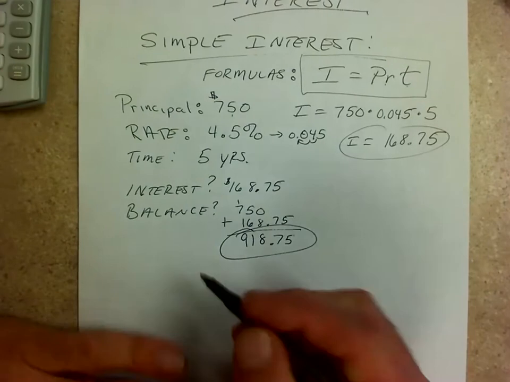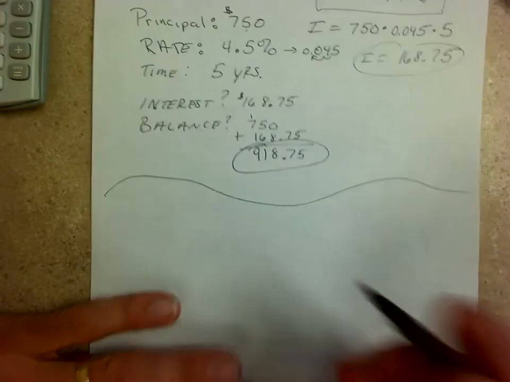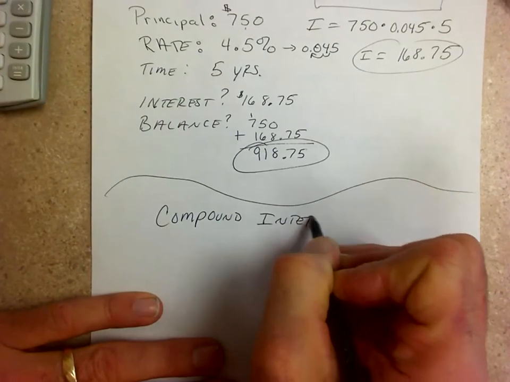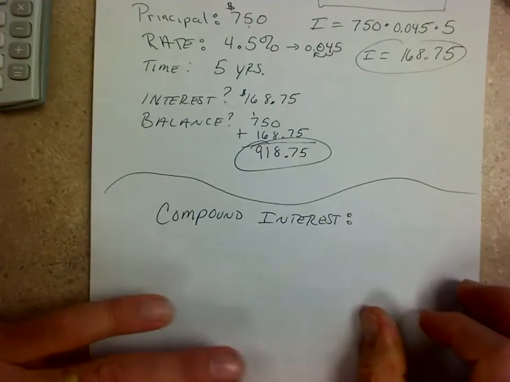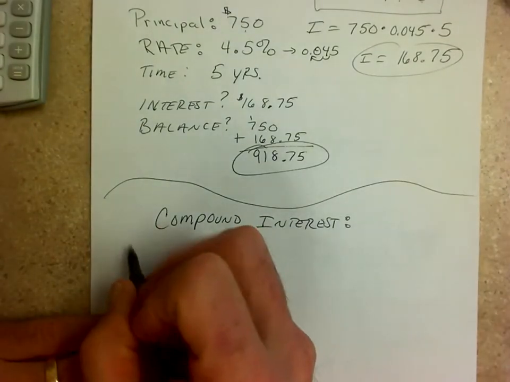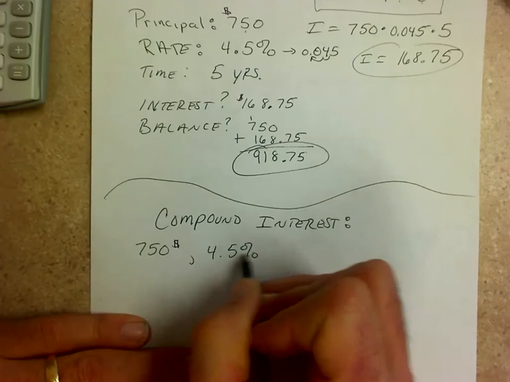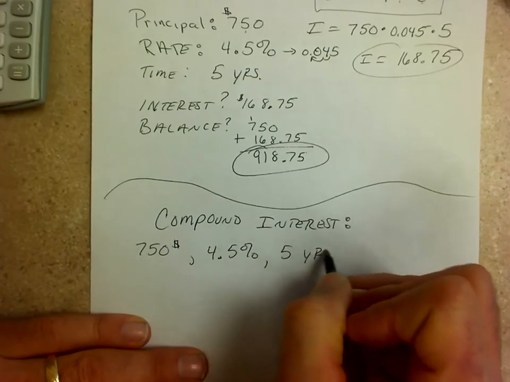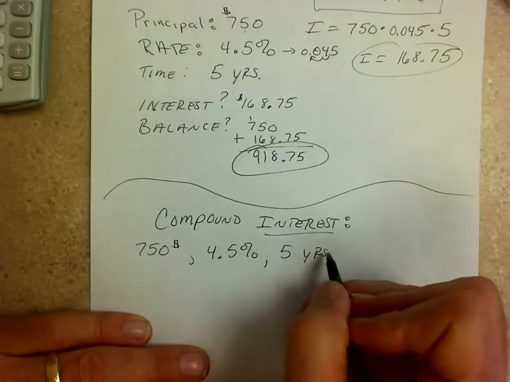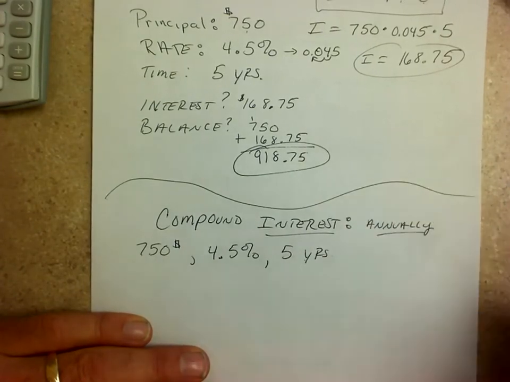Now, that's what we would use for the top half of your homework tonight. That's just simple interest gained after 5 years. Another type of interest we have is compound interest. This is a situation where even though we're going to make an investment, even if we take our same values, $750 at 4.5% for 5 years, the interest is going to be calculated differently here, because compound interest means they're going to do this once a year.